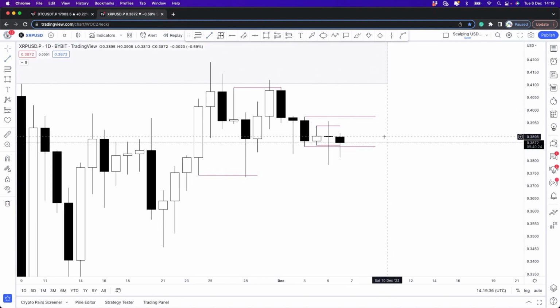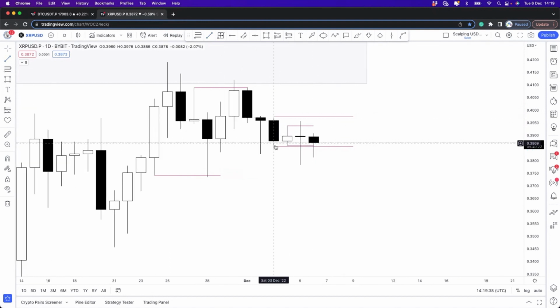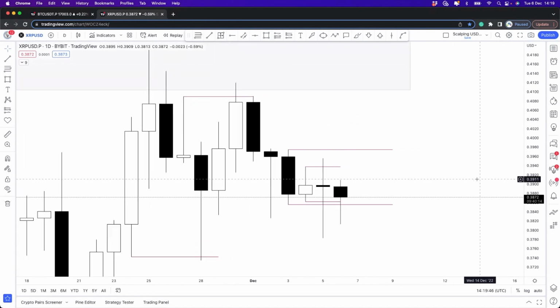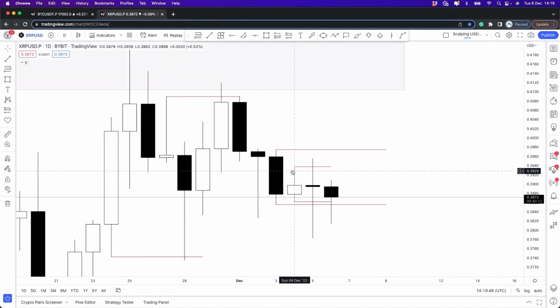For anybody that's not aware of the inside bar pattern, it's when we get this candle and the next candle closes within the high and low of the previous candle. This makes the inside bar pattern. This becomes the mother bar and this the inside bar. They both act as ranges. This is our main range. This is our inner range.